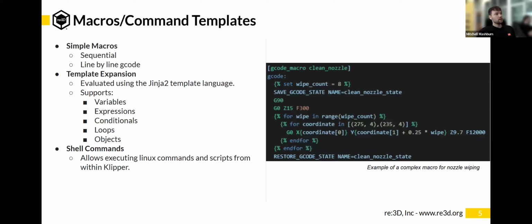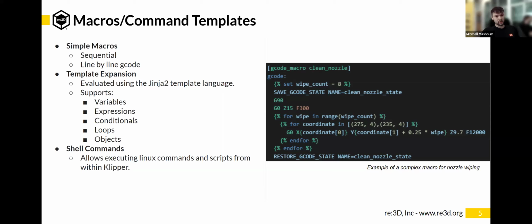So this is a part of Klipper that's really powerful. It's the macros and command templates that you can do. I think a lot of us are familiar with simple macros in firmware, sequential line by line, what typically you'd see in a G-code file. And we'll go over some of that, but what Klipper allows you to do is use the Jinja 2 template language and actually start introducing programming concepts into this. So you can use variables, expressions, conditionals, loops, and objects.